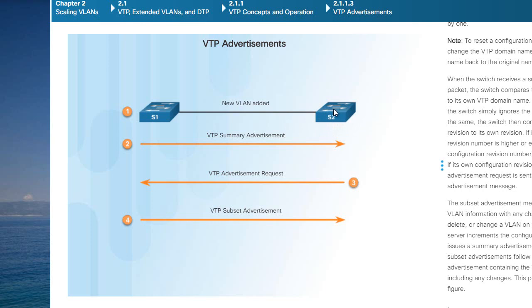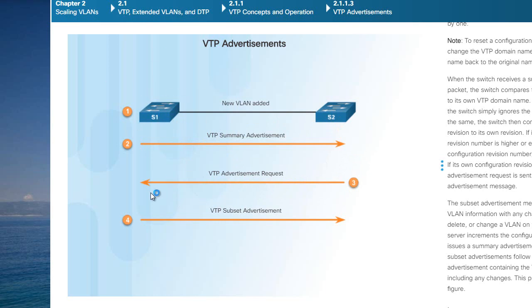If the revision number on the summary advertisement that S1 sent to S2 is lower than the revision number on S2, then S2 ignores it because it knows it's older. If the revision number that S1 sends is higher, S2 is going to say, okay, my information's outdated. I need to get that update that S1 has for me. So in order to get that update, S2 is going to send this VTP advertisement request to S1, asking for the change in the VLAN database.